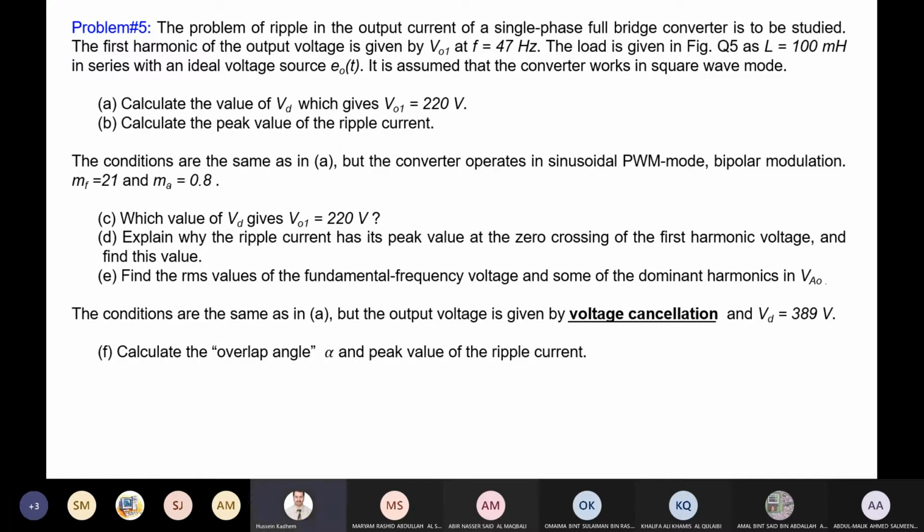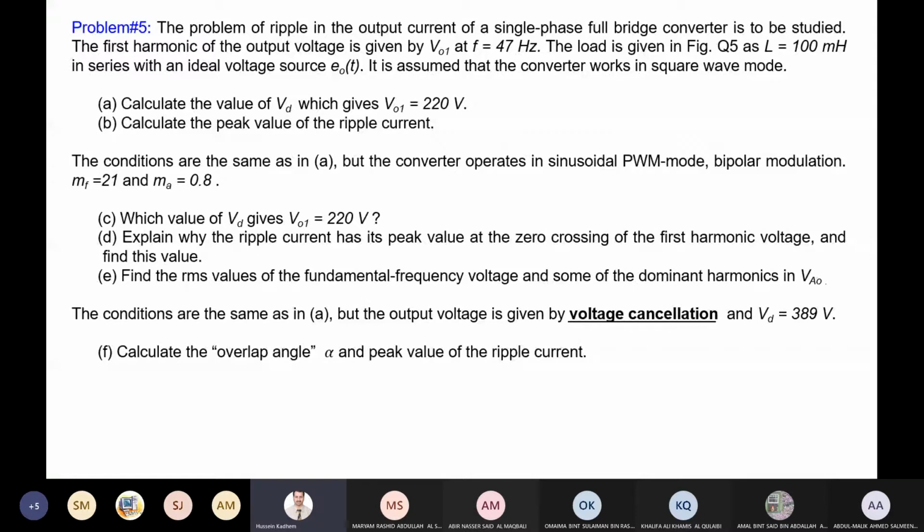The load is given in figure. I will show you the figure in the next slide. An inductance L is given, which is 100 millihenry, in series with an ideal voltage source. Back EMF means it looks like a motor. It is assumed that the converter works in square wave mode. Okay, first it will work in square wave mode.